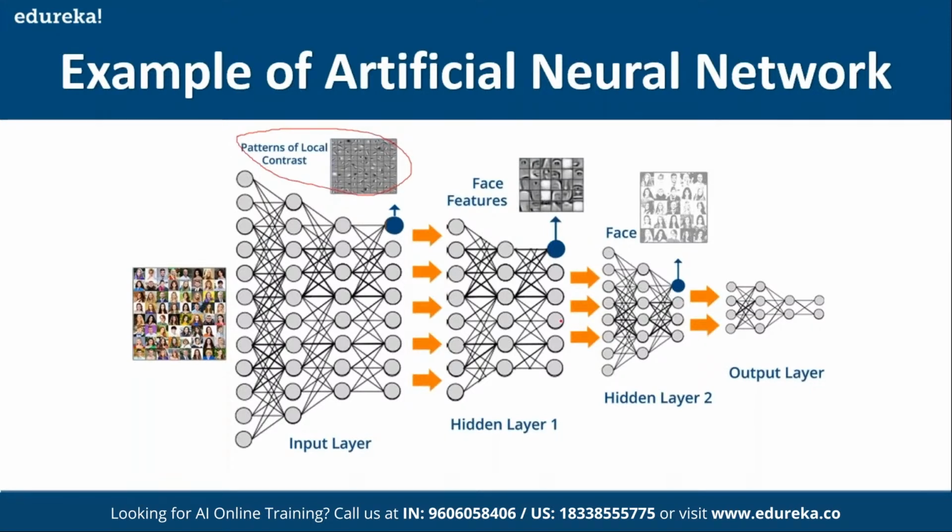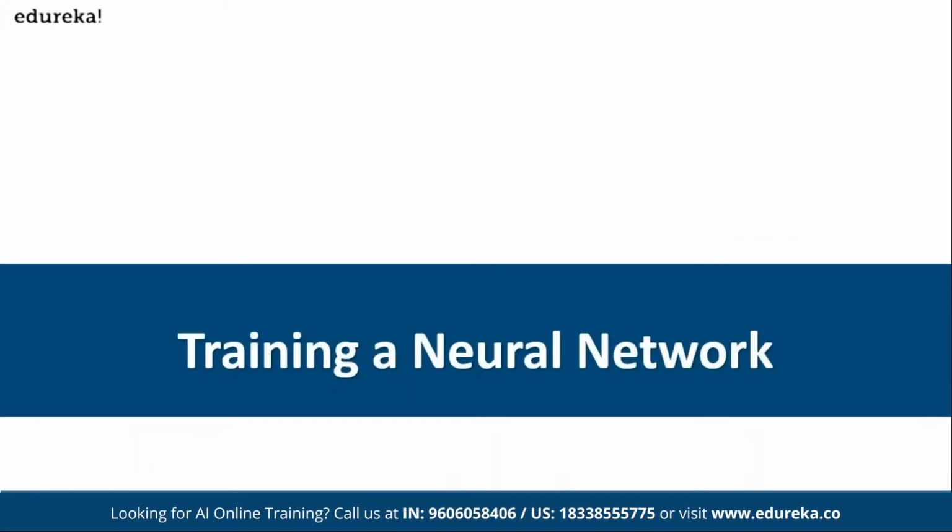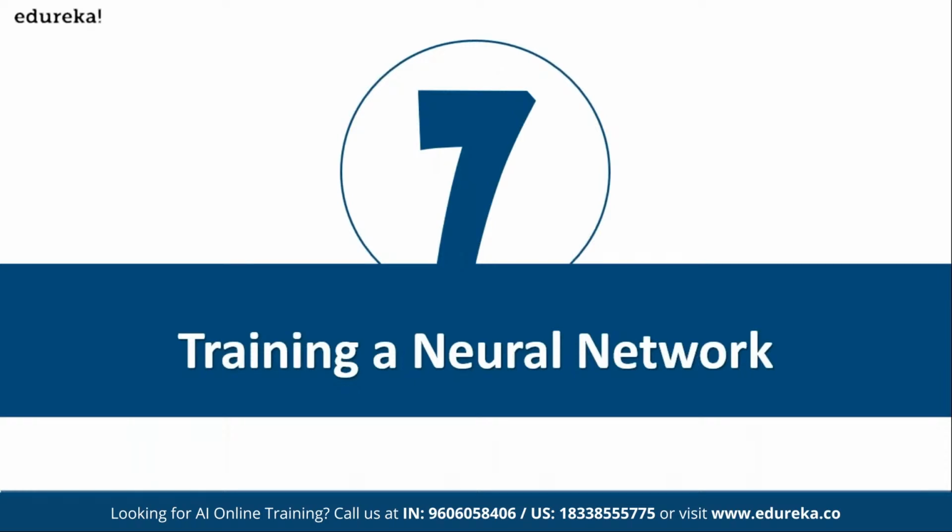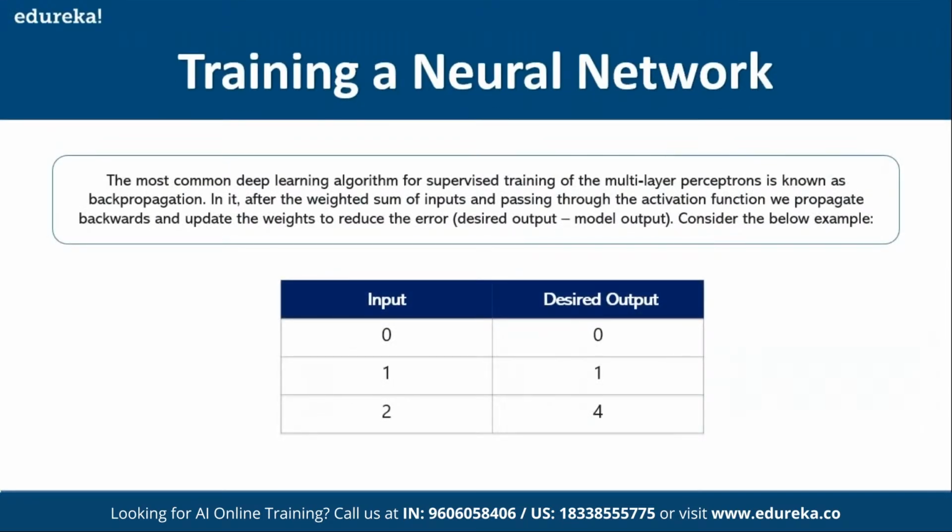So with this, let's see how exactly we train a neural network. This will help you understand whatever we spoke about and what exactly works here. We have two columns, an input column and a desired output column. I have inputs 0, 1 and 2, and desired outputs 0, 1 and 4. By seeing the input and output, we know it is the square: 0 square is 0, 1 square is 1, 2 square is 4. That is our desired or expected output.